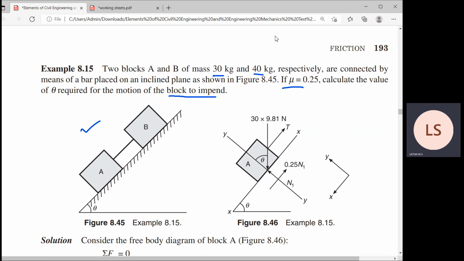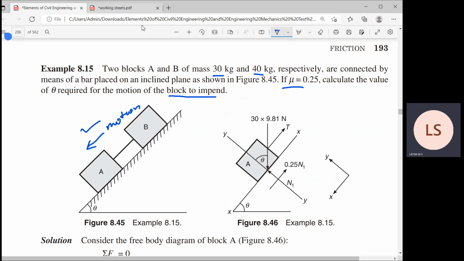So this is the diagram where you can see block A and block B, which have weights of 30 and 40 kg, allowed to slide on an inclined plane at an angle of theta. We are supposed to calculate the value of theta. So what is the possibility of the block to move, whether it will move up or move down? We have to understand that is block to impend. Definitely the blocks will move down. The motion will be down. And given mu is equal to 0.5.